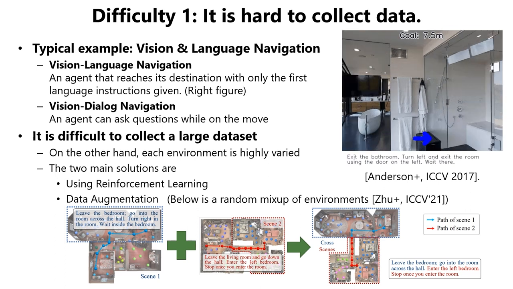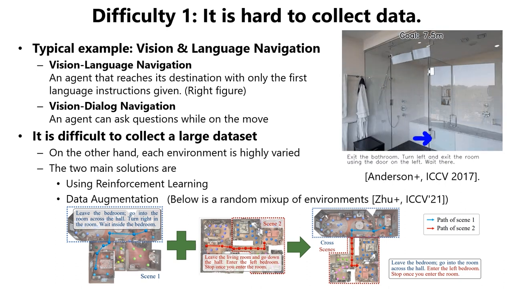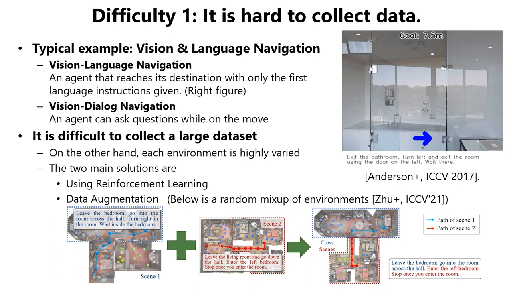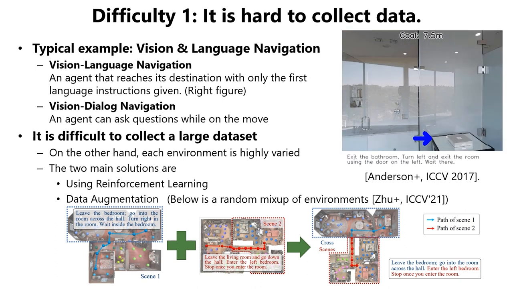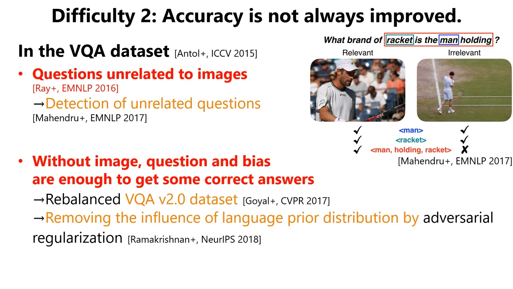Ordinary mix-ups, for example, are a mix of images and labels. But here, data augmentation by mixing a house with instruction is proposed for vision and language navigation. Other approaches have also been introduced, such as machine learning, to generate such pathways and instructions for data augmentation. Another difficulty, and this one is more critical, is that accuracy does not necessarily increase when the system becomes multimodal.